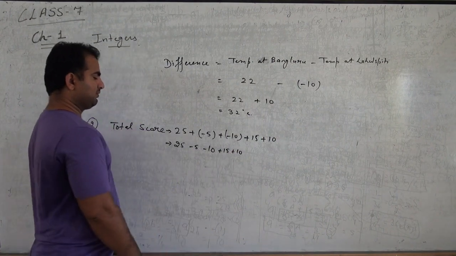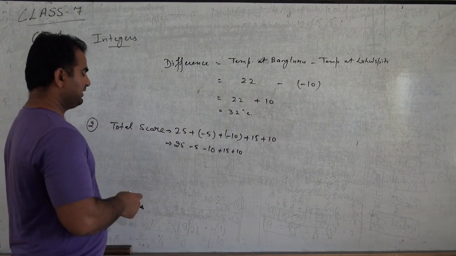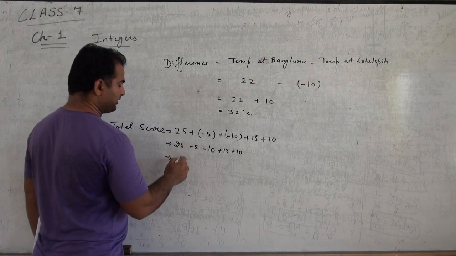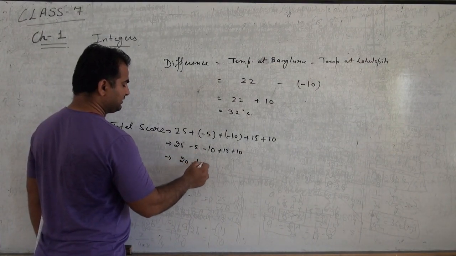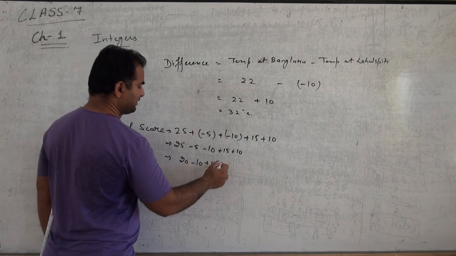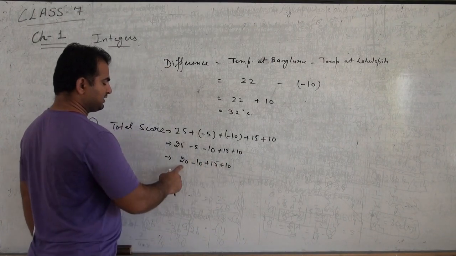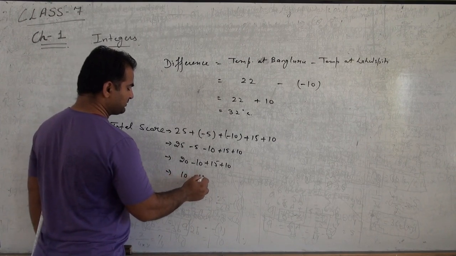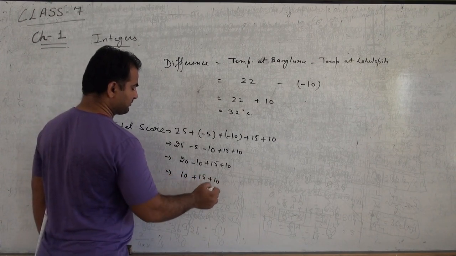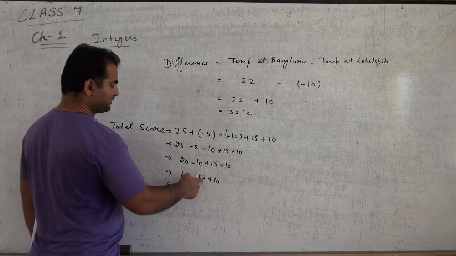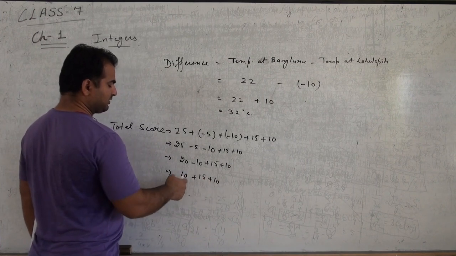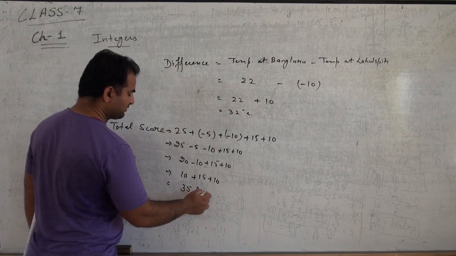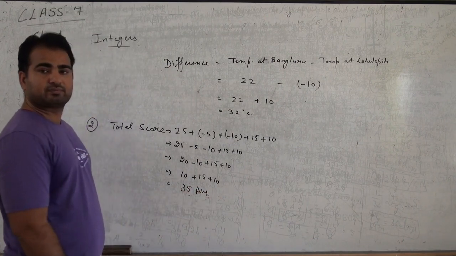What we can do is 25 minus 5, it will be 20, minus 10, plus 15 and plus 10. What is 20 minus 10? It will be 10 plus 15 plus 10. What is 10 plus 15 plus 10? It will be 35. So 35 will be the final answer.